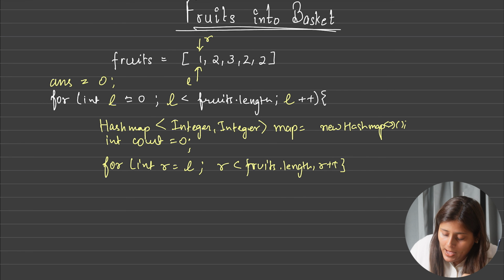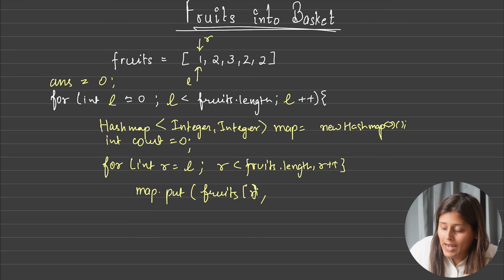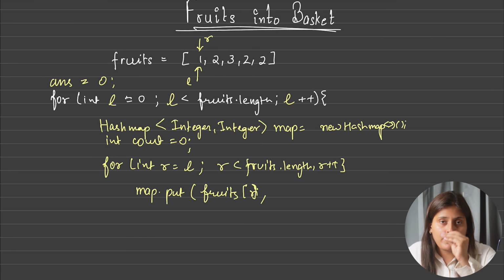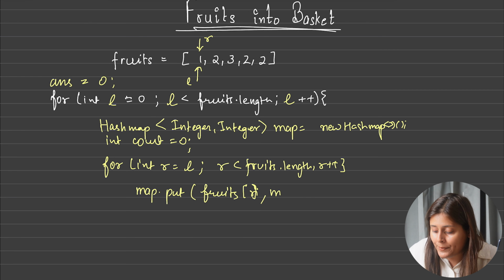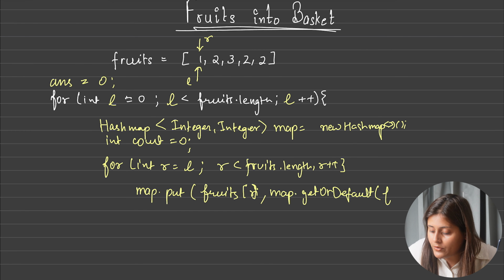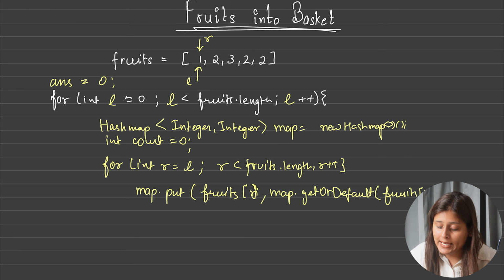So I will say map dot put, what to put as a key. So the key will be nothing but fruits of r pointer or right pointer, okay? And now I want to increase the value. So if it is already there in my map, I will increase it with +1, whatever is there. Otherwise, I will initialize with 0 and then increment it. And for that, we use map dot get or default. So it will give me the default value of fruits of r pointer. Otherwise, it will be initialized with 0 and then +1 to this. Correct? Now I can say in my map I have put or inserted this one element.